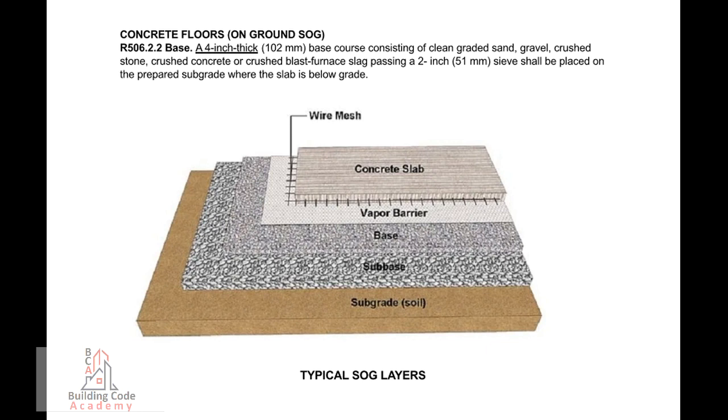Concrete floors on ground. R506.2.2 Base. A 4-inch thick, 102 millimeter, base course consisting of clean graded sand, gravel, crushed stone, crushed concrete, or crushed blast furnace slag, passing a 2-inch, 51 millimeter, sieve, shall be placed on the prepared subgrade where the slab is below grade.